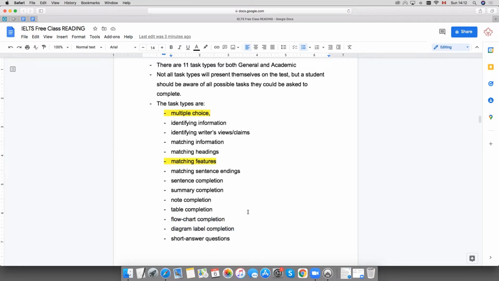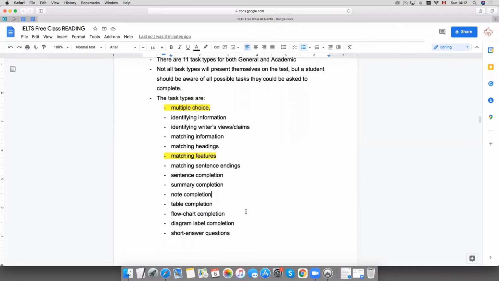But if you want to unlock your practice, if you want to unlock the test and be able to complete this test in a shorter amount of time, if you want to do it sooner rather than later, understanding the task types and the strategies that go with them are super important.